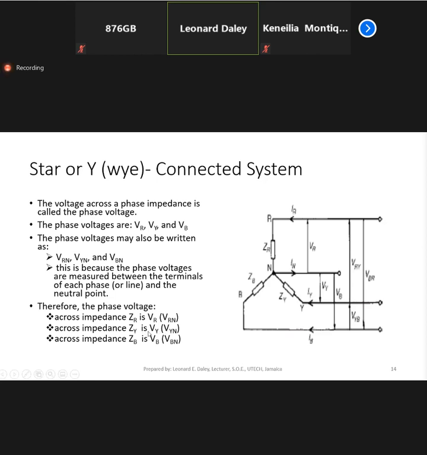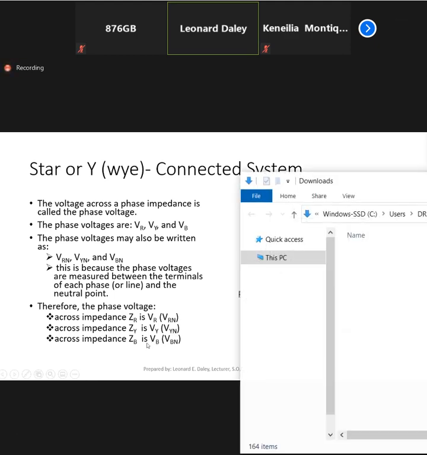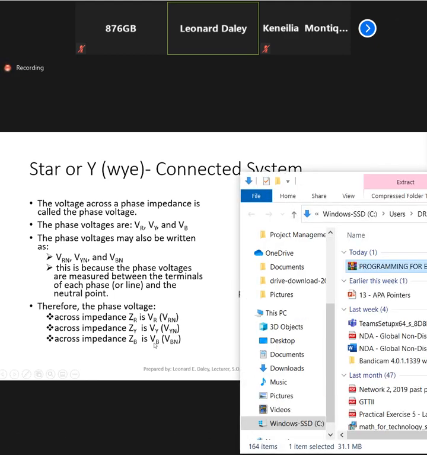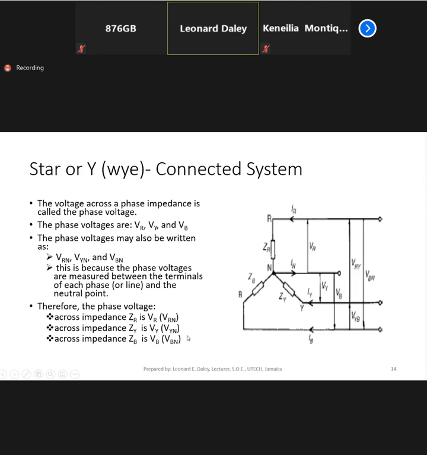All right, so the phase voltage across ZR is VR or VRN. Across ZY is VY or VYN, and across ZB it's VB or VBN.